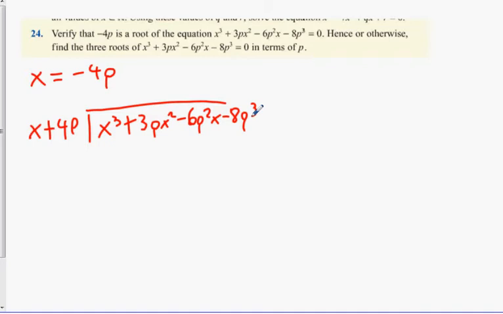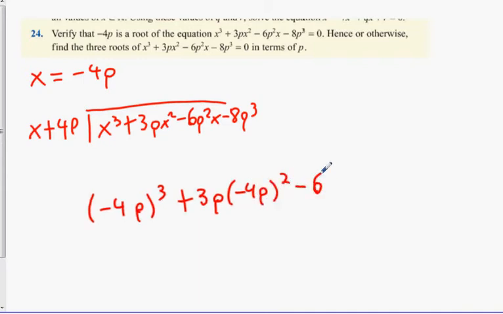But what I might be inclined to do is, you have letters everywhere. What I might be inclined to do is, why don't we just replace, anywhere we see an x, replace it with minus 4p. Let's see what happens here. So we get a minus 4p cubed minus 3p times minus 4p squared minus 6p squared times minus 4p minus 8p cubed.